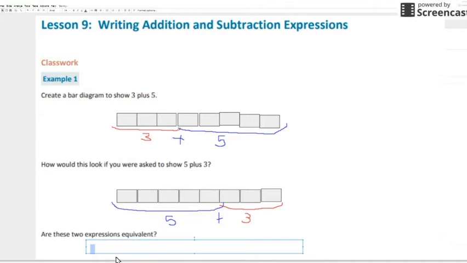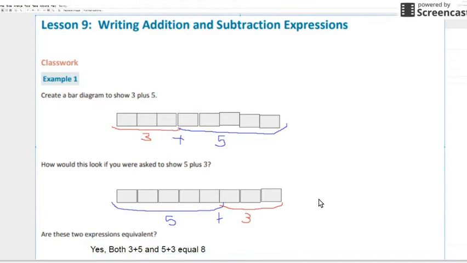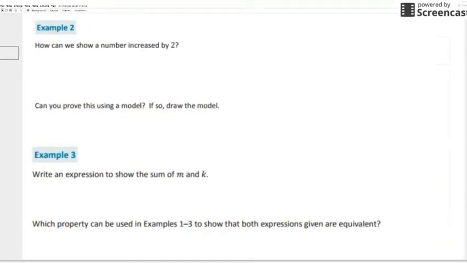So the question is, are these expressions equivalent or equal? Equivalent is a fancy word for saying equal, and the answer is yes. We can show that both 3 plus 5 and 5 plus 3 equal 8. No matter how you write it, we have 8 boxes here and 8 boxes here. It doesn't matter how we add them together. All right, so let's move on to example number 2.